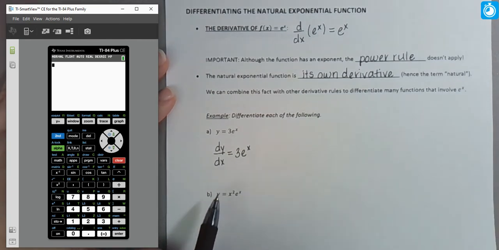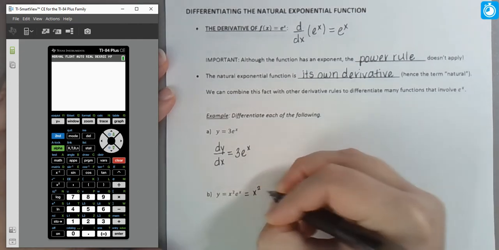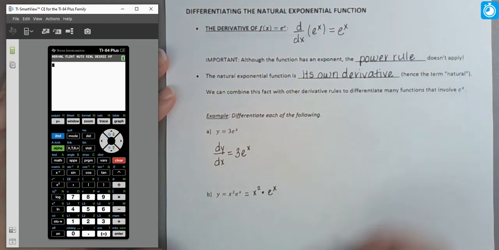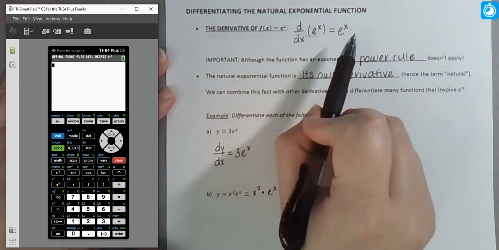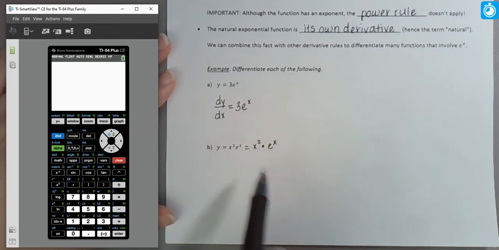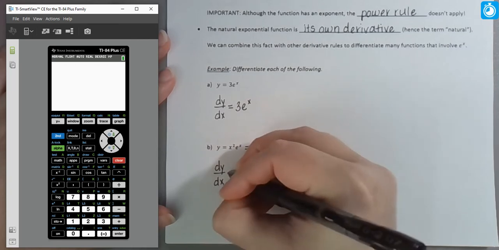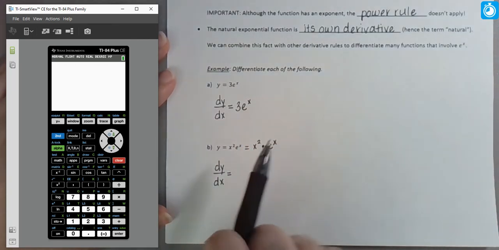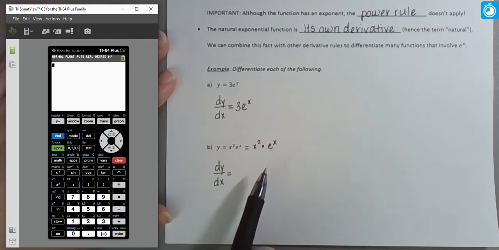So let's look at one slightly more complicated. Now we have a product of two functions. We'll think of this as x squared times e to the x power. In other words, one function where the power rule would apply, and then this exponential function where we use the rule specifically for that function. Because we're looking at a bigger function that consists of a product, that's our indication that we need to use the product rule in order to differentiate. Just to recall, the product rule says we take the first function times the derivative of the second plus the second function times the derivative of the first.